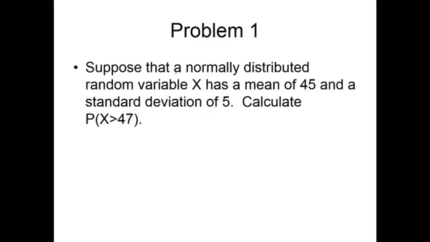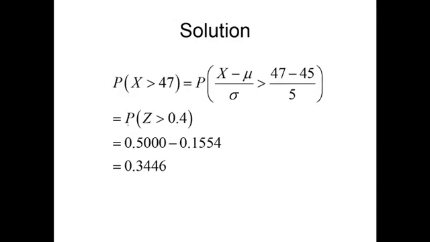Okay, problem one. Suppose we have a normally distributed random variable x that has a mean of 45 and a standard deviation of 5. Calculate the probability that x is greater than 47. We know that x itself is normally distributed, so what's the probability that x is greater than 47?